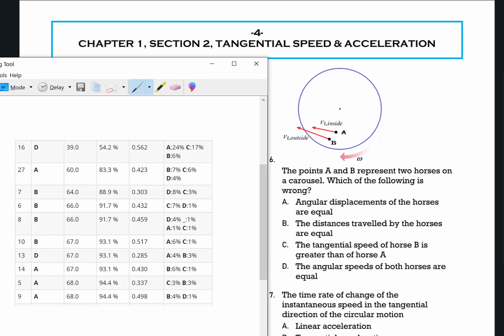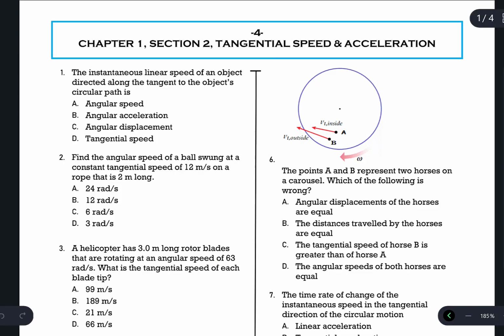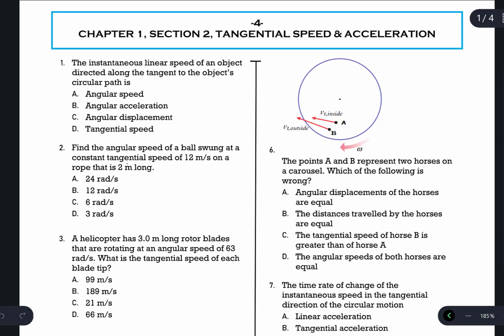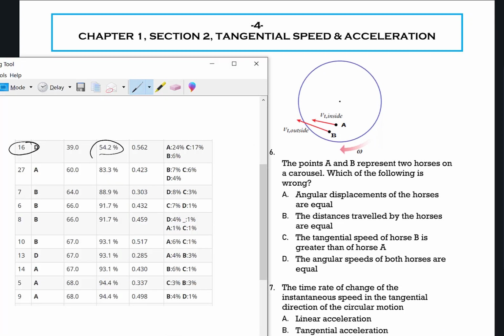Now I'm going to answer the questions about test 4, the mostly incorrectly answered questions. The first question is question number 16, an almost 50% incorrectly answered question.